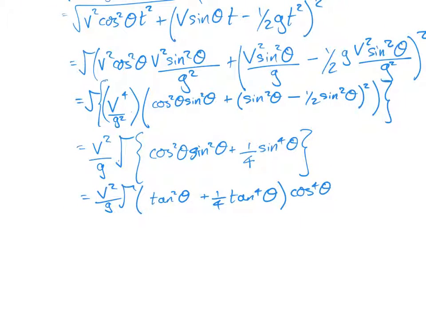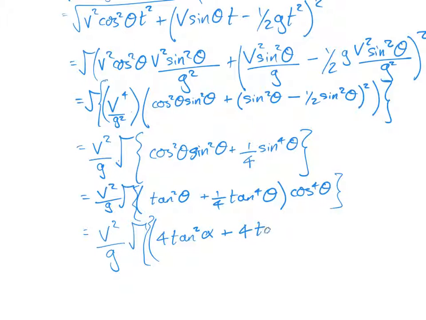So I can now switch these: v squared over g square root, and tan theta is 2 tan alpha, so this is 4 tan squared alpha plus, this is 4 tan to the 4 alpha, and we've got this cos to the 4 theta.